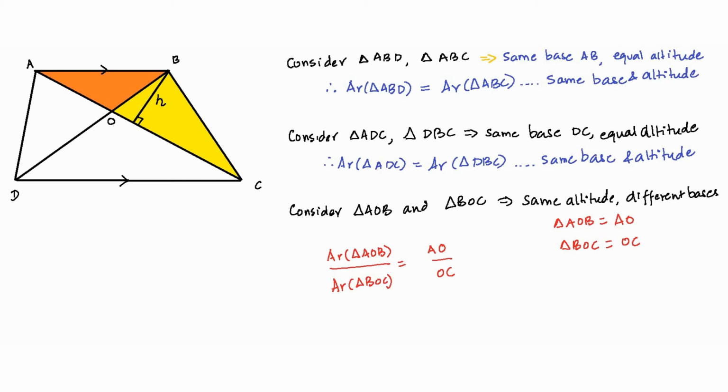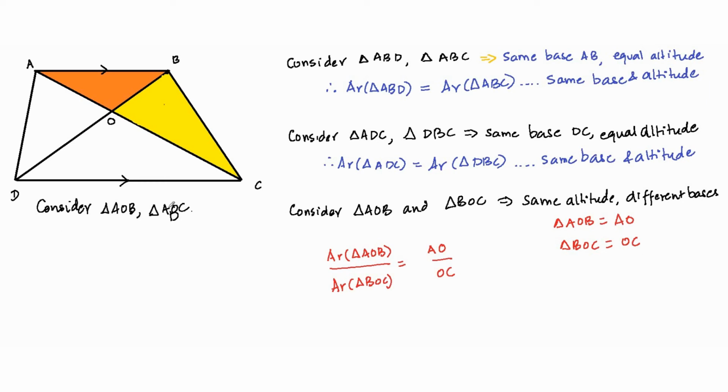Okay, let us now consider some more triangle combinations. The next triangle that I want to consider is triangle AOB and triangle ABC. Okay, I want to consider these two triangles. If you carefully notice, AOB is the orange colored triangle and ABC is the whole triangle.